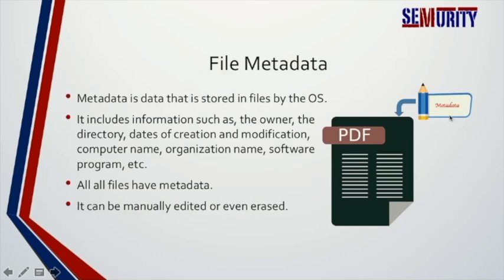Now, metadata is information added by the operating system to the file, and it includes information such as the username who created it, the directory it was saved in, and the dates of creation and modification of the file. Sometimes it includes even the computer name, the organization or company name. It might include even the software program which created this file and the version of that software.